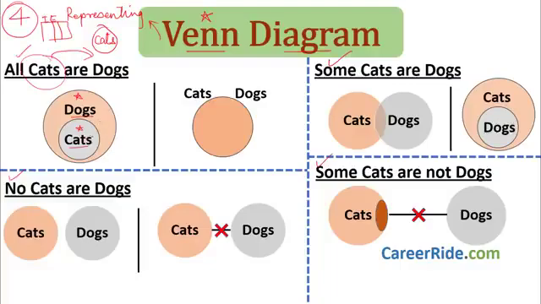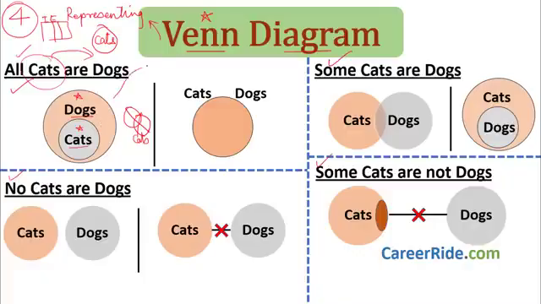Now there is no part of cats outside the dogs. Please remember, if it comes outside, the sentence will not hold true. If you have it like this, with the cats coming outside, then it is not "all cats are dogs." So remember, the entire circle of cats is inside the dogs.